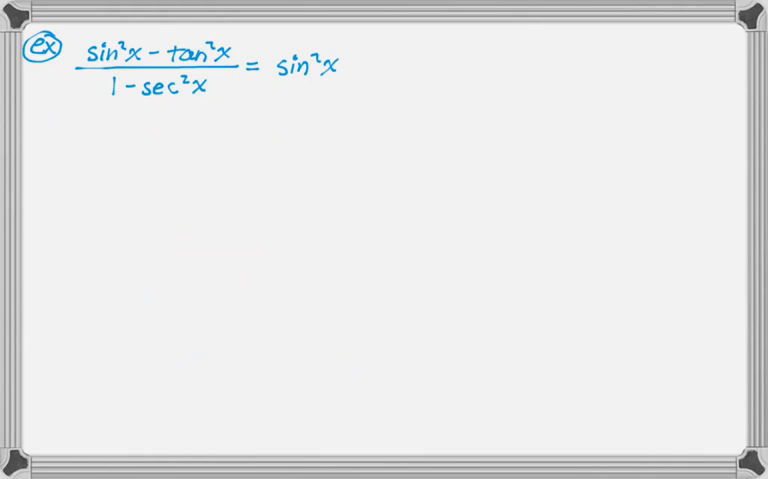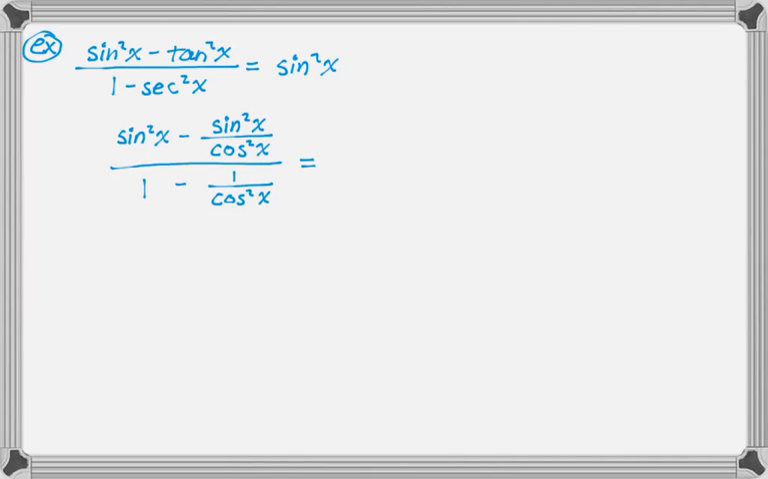Let's do another example. So we have sine squared minus tan squared over 1 minus secant squared. So this one, I'm going to first rewrite everything in terms of sines and cosines, because it's not really obvious to me what strategy to use at the outset. So tangent is sine over cosine, so tangent squared is sine squared over cosine squared. And then secant squared is 1 over cosine squared.